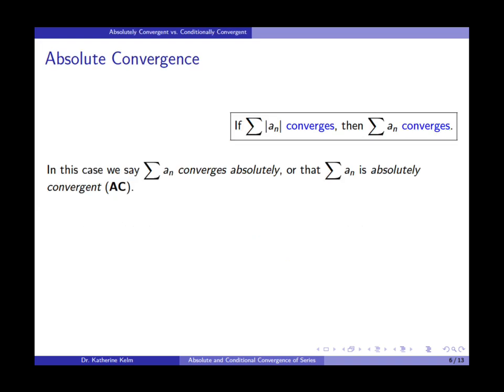So we come to one of our main definitions, that of absolute convergence. In light of the fact that if the series of absolute values converges, then the original series converges, in this case, we say that the series converges absolutely, or that the series is absolutely convergent. And I'll abbreviate this with AC. Example 1 was an example of an absolutely convergent series.